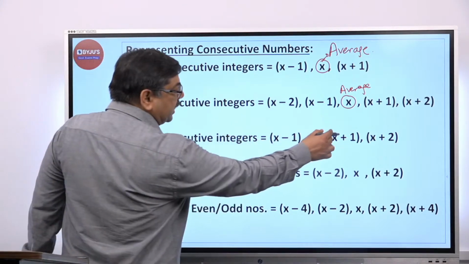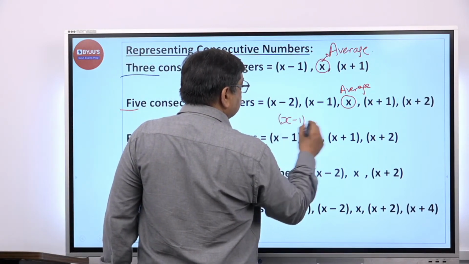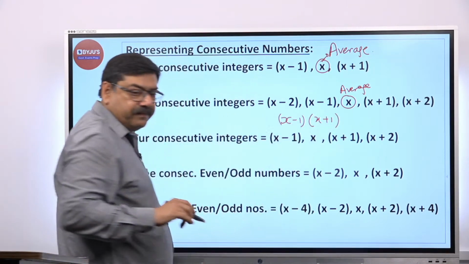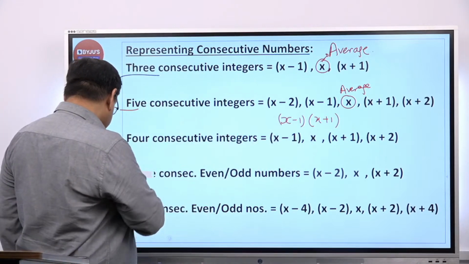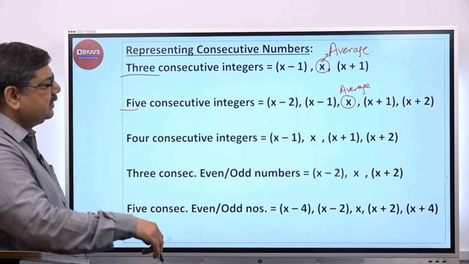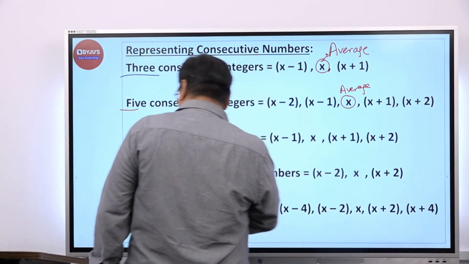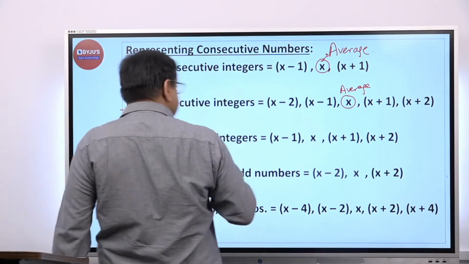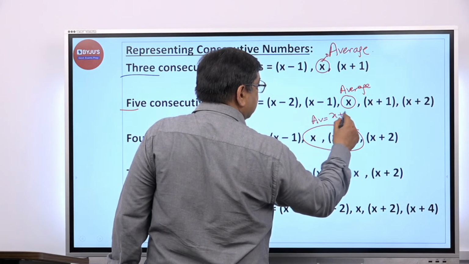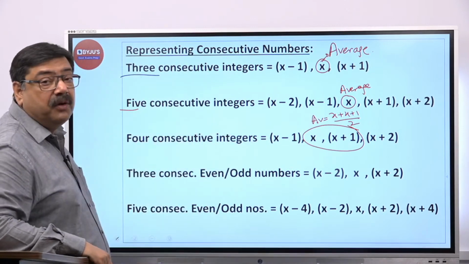4 consecutive integers you can write like this, or else you could have written x minus 1, x plus 1. Can't have this, there's a difference of 2 here. Well, you can have them like this also. And here the average would be, just revising, x plus 1 by 2, the average of these two. That would be the average of all the 4 numbers.